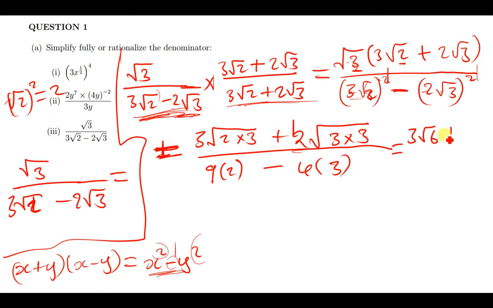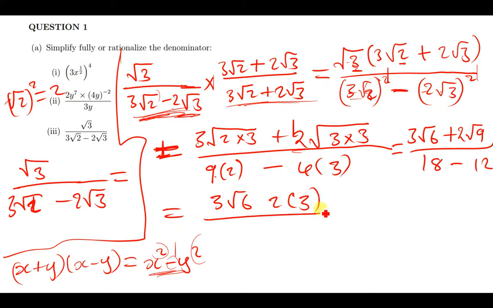Okay, let me just write it the way it is. So this is 2 root 9. Then everything divided by 9 times 2, this will be 18, minus 4 times 3, 12. So we simplify further, we have 3 root 6. Then we have 2 times root of 9 is 3. Then everything divided by 18 minus 12, the answer is 6. So there's a plus here. Okay. Then we can simplify this.